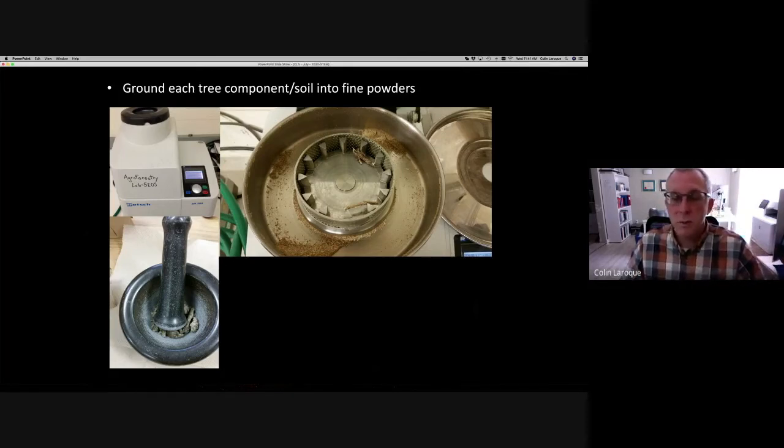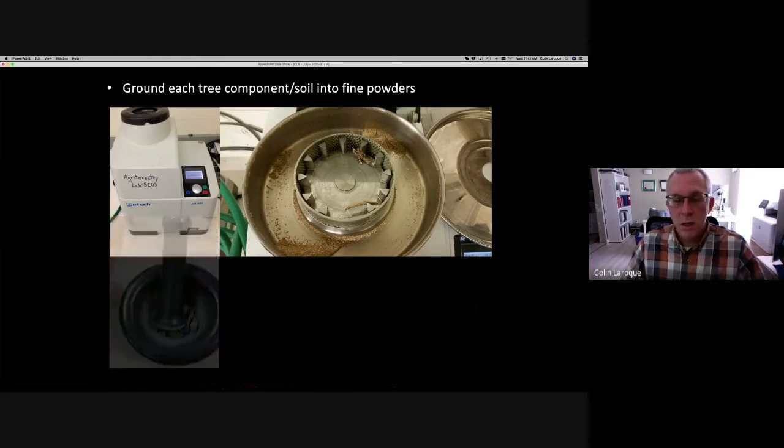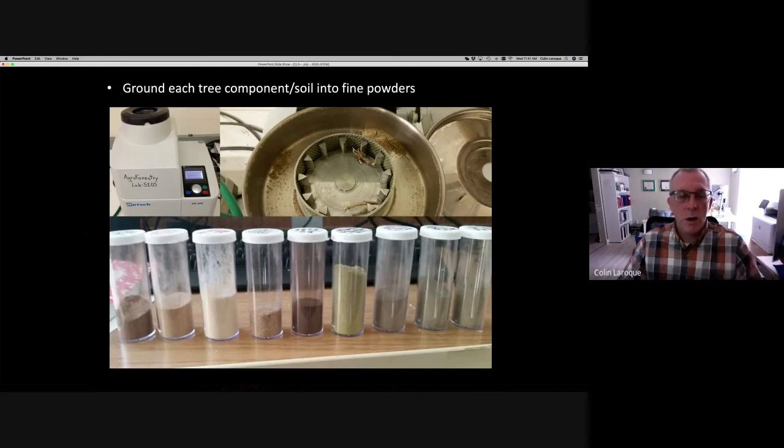We dug soil pits and took out that so we could see all the components. We ground them all up, and here you can see the different kind of components, from maybe the green leaves to the different soils, to roots, to wood, to branches, and we wanted to test them all.